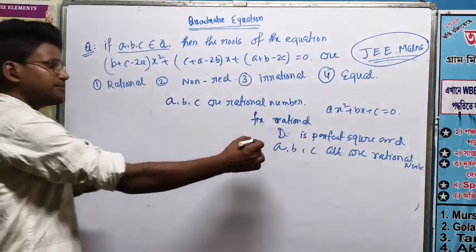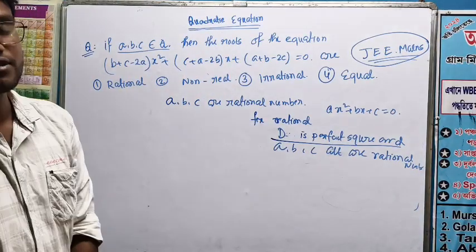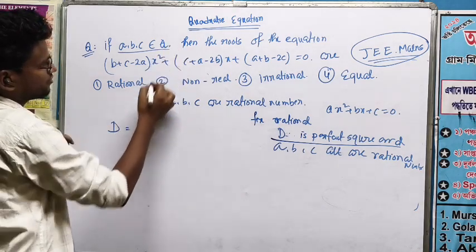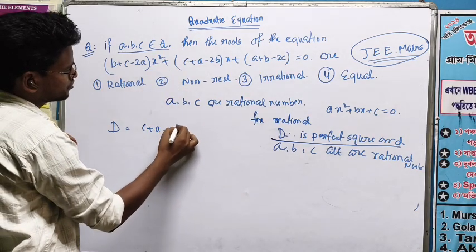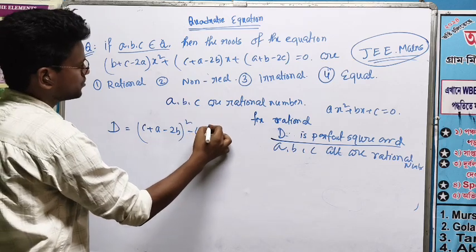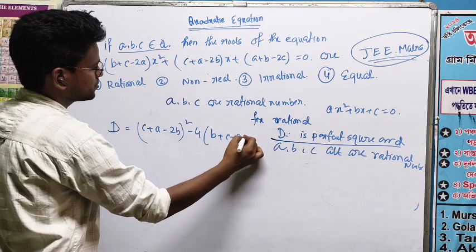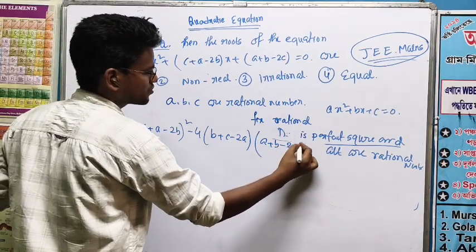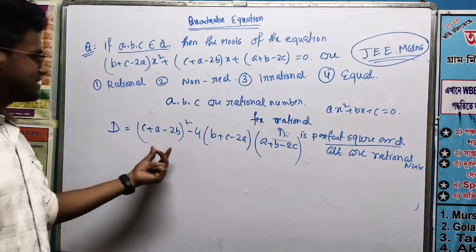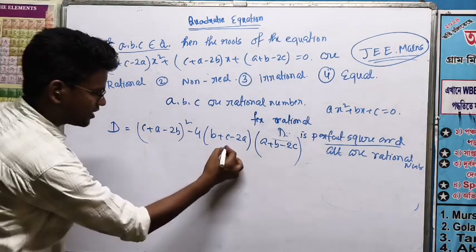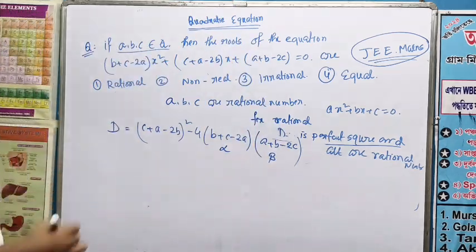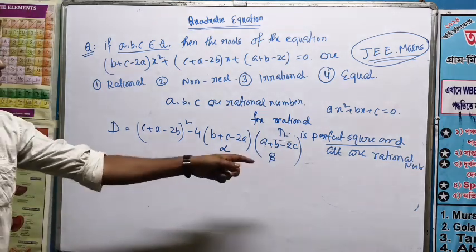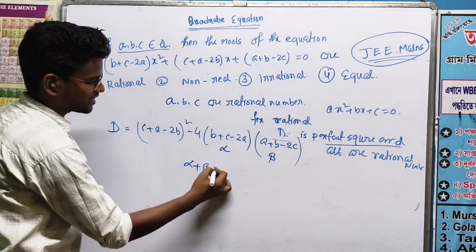But then we have to check D, that means the discriminant is a perfect square. So what is the discriminant? It is (c plus a minus 2b) whole square minus 4 into (b plus c minus 2a) into (a plus b minus 2c). Actually, let's say this term b plus c minus 2a is alpha, and this is beta. If you write alpha plus beta, what happens?